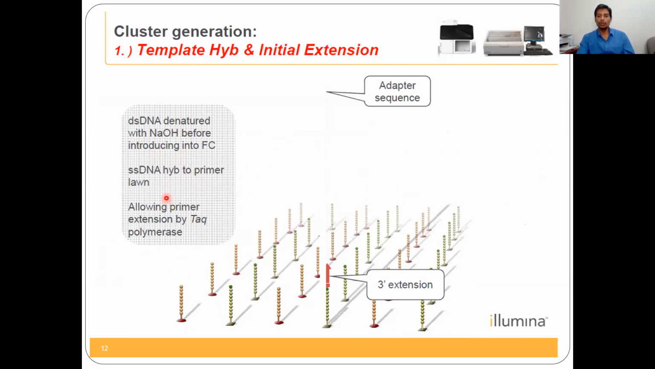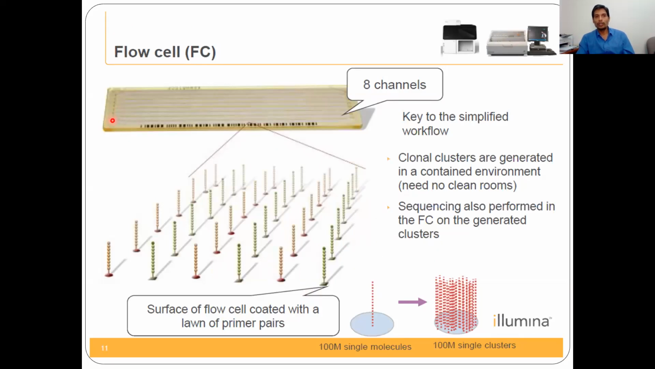Then what we are going to do: the hole present on the flow cell will be connected to some channels in the automated machine, where we are going to introduce the DNA product you got in the first step, that is the DNA library, to this flow cell. That library is a double-stranded DNA having a 5' adapter, a 3' adapter, and the DNA sequence which you don't know.